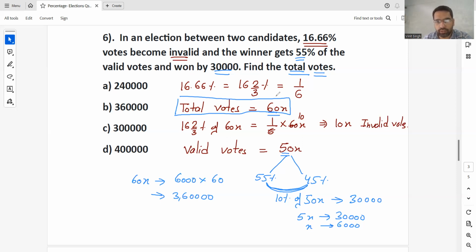Here we assume the total vote is 60x. Why 60x? Because 60x is a multiple of 6. We can take any value, x, y, z, 100, 200, 500, any value as total votes, and we will get the same answer. But if we take a value which is a multiple of 6, we can get the answer in minimum time. That's why we took 60x as total votes, because 60x is divisible by 6. So the total number of votes will be 3,60,000.